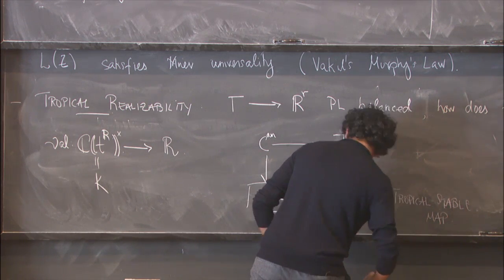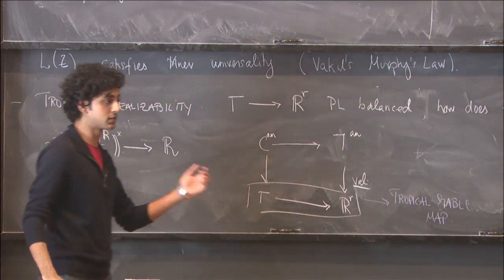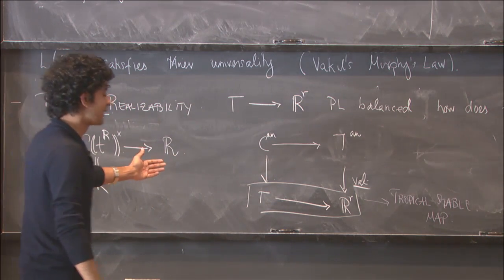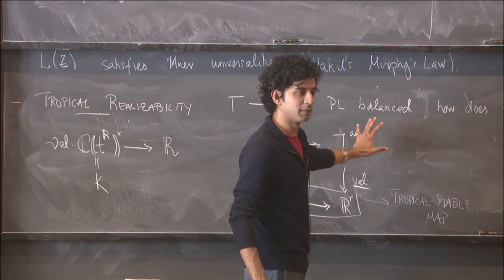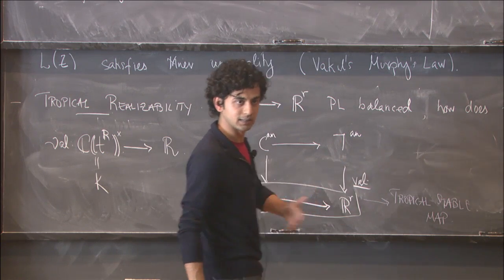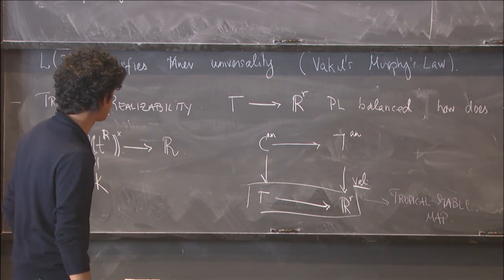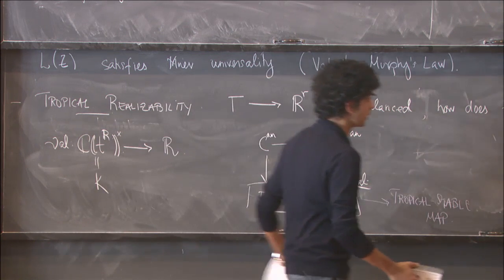But then what about the inverse problem? If I give you a balanced tropical curve, can you come up with an algebraic curve and a map to a torus over some non-Archimedean field like this that produces that? The answer is that it's hard.